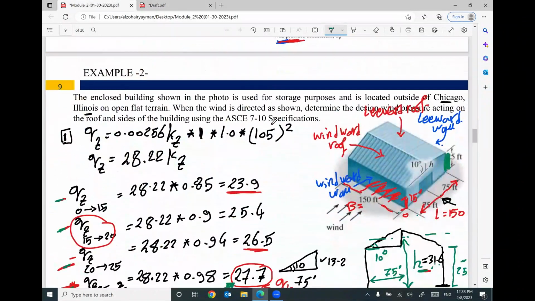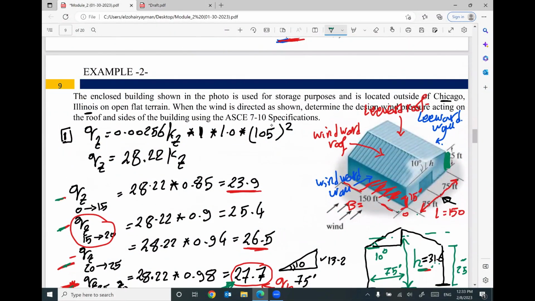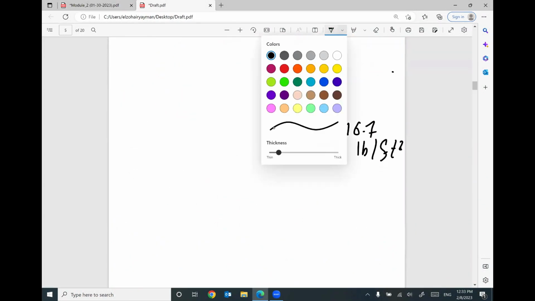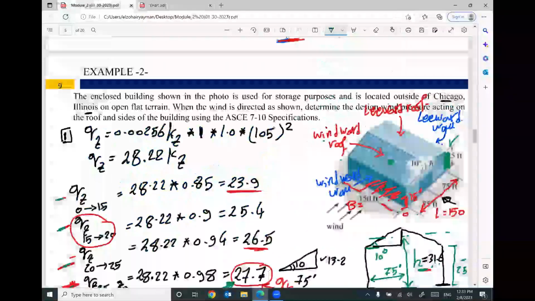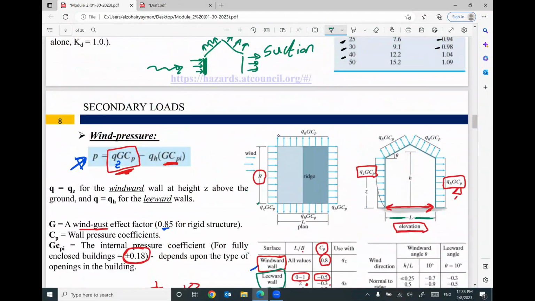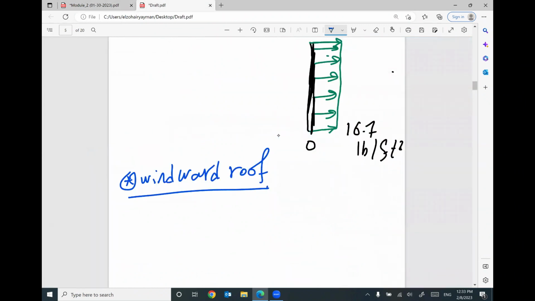So right now, I am done with the windward and leeward walls. Let's do this side of the roof, the windward roof. Please look at this diagram. For this part of the equation, I need to follow it. QHGCP. Looks like we will have the same equation as for the leeward.